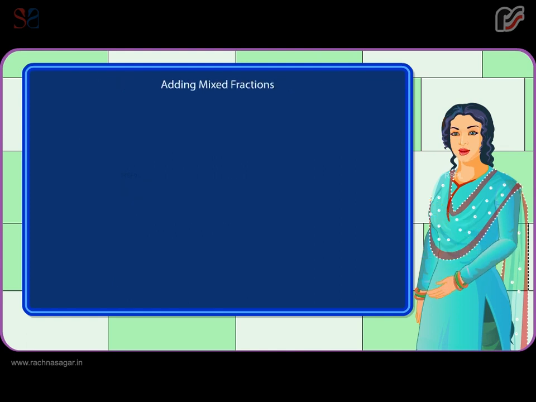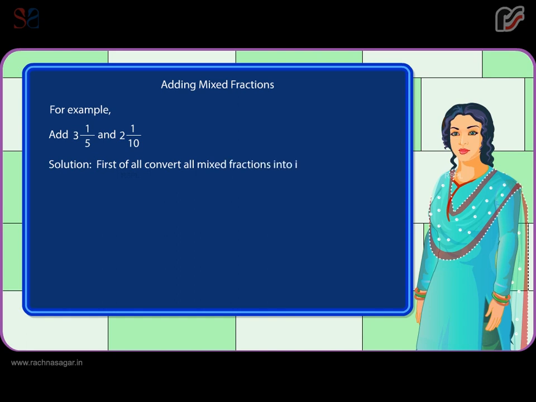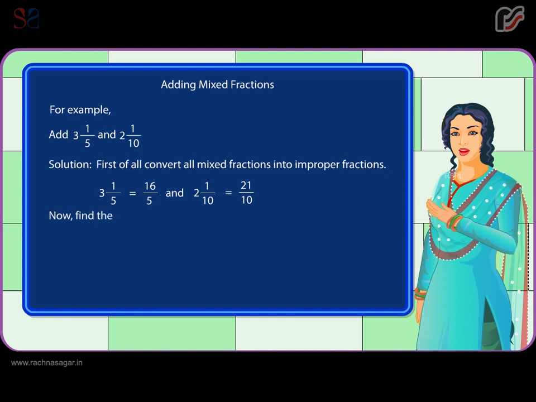Adding mixed fractions. For example, add 3 1/5 and 2 1/10. Solution: first of all, convert all mixed fractions into improper fractions. 3 1/5 is equal to 16/5 and 2 1/10 is equal to 21/10. Now, find the LCM of 5 and 10, which is equal to 10.